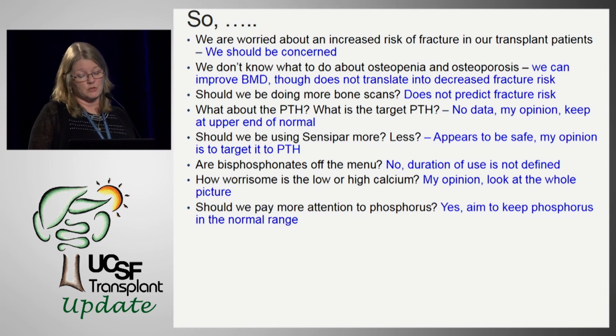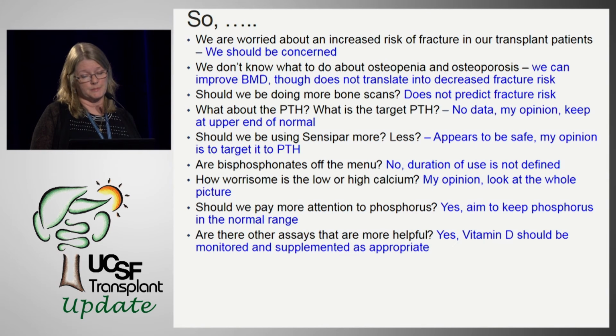Should we pay more attention to the phosphorus? After doing a literature review, I think absolutely we need to be more aggressive in phosphorus replacement, especially early on. Aim to keep the phosphorus in the normal range. Where we have the biggest problem is still in our court, because it's in the first couple months, actually the first month after transplant, where their phosphorus levels are so low, and we should aim to keep the phosphorus in the normal range and maybe help decrease the exacerbation of hyperparathyroidism.